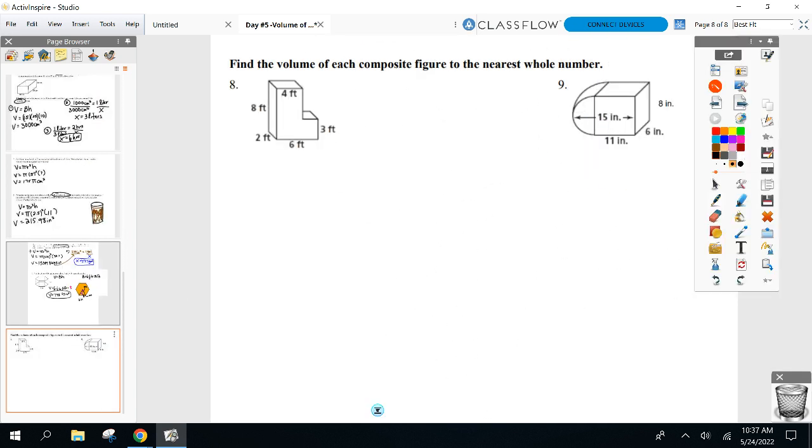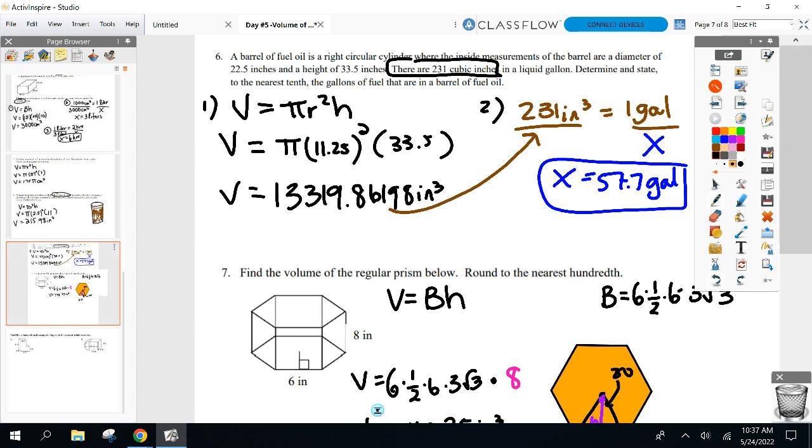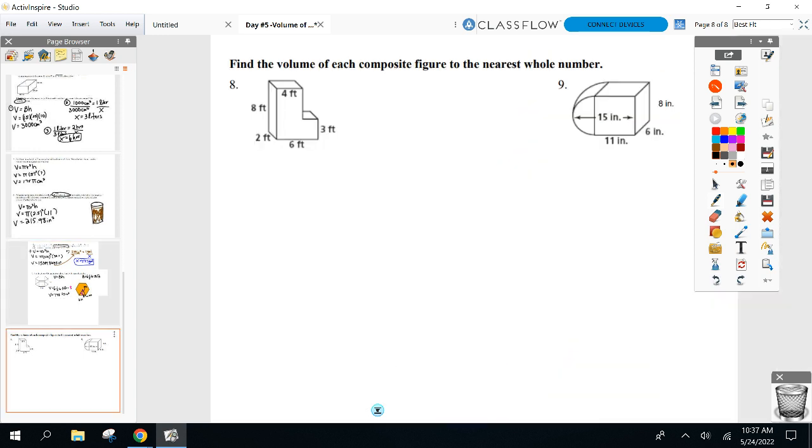Now, have I given you the volume formula of an L? No. Okay, I had it. So what's the best way to try to find the volume of this entire thing? Cut it up into 2 prisms. Either you can cut it up this way, one on the right, one on the left, or cut it up going this way.